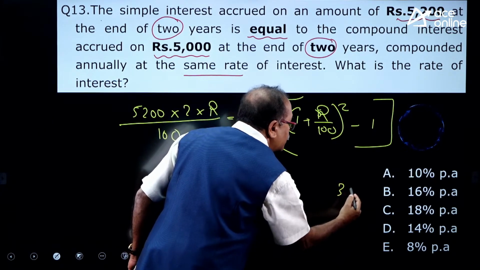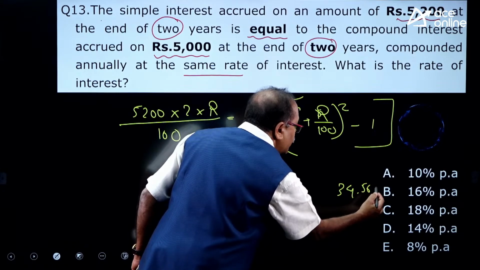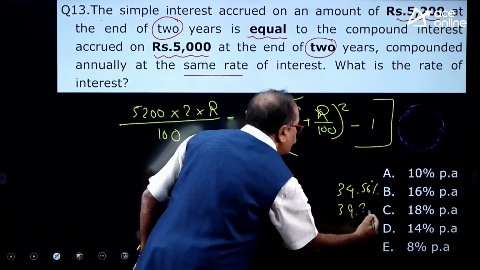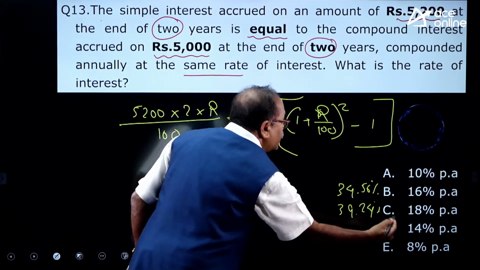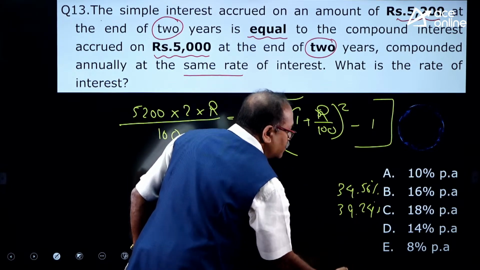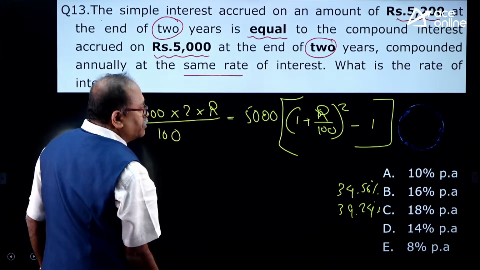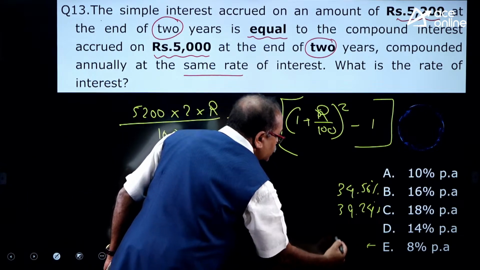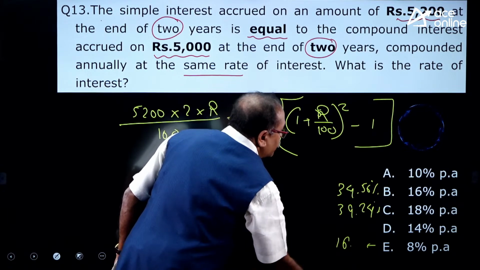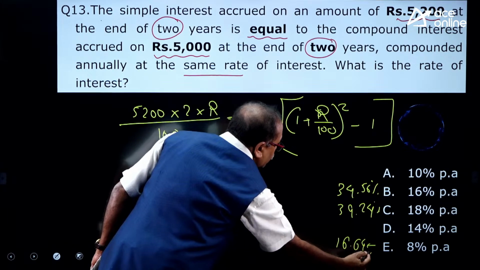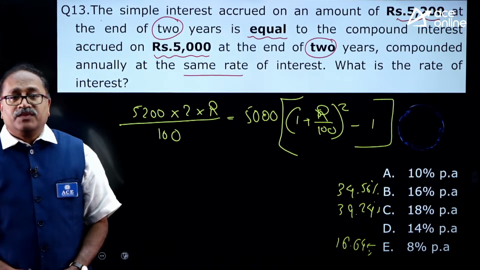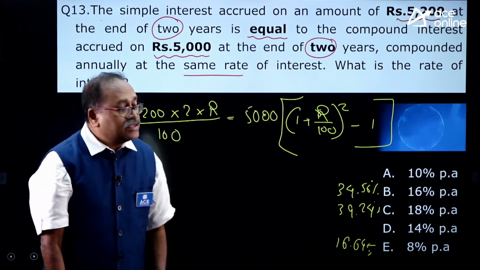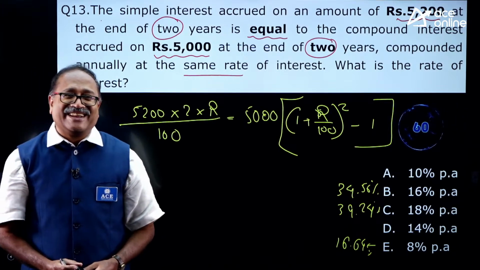For 2 years it is 34.56%, and 18% for 2 years is 39.24%, and 14% for 2 years you are getting, am I talking about 14%? Okay. Now, 8% for 2 years, that is 16.64%, and like that you can check it out, or if you can solve the equation, solve it. You have 60 seconds, and this is the last question of the class.